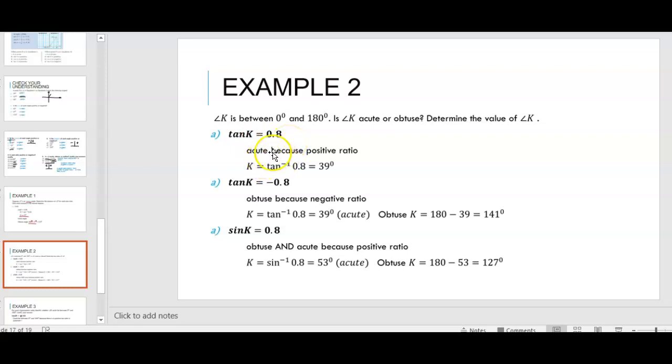That is an acute angle because tangent is positive. Tangent is positive for angles that are on the first quadrant. Therefore angle K is located on the first quadrant, therefore it is acute. Finding the value of angle K, we're going to take the inverse of tangent. Inverse tangent of 0.8 equals 39 degrees. On the second example, that should be B.